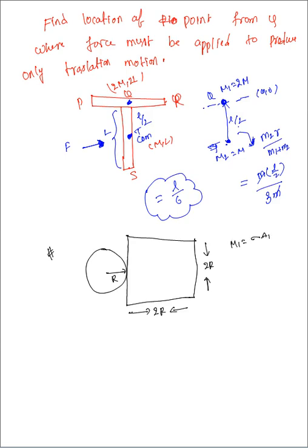Sigma A1 means sigma into pi r square. M1 I am choosing for this one. For M2, this one, M2 equals sigma A2. Sigma A2 is sigma into 2R into 2R, which is 4R square. So if you observe these both, we need to write the M1 and M2 values here. Let me choose this as M1 and this as M2. Let us assume the center of mass is somewhere here.